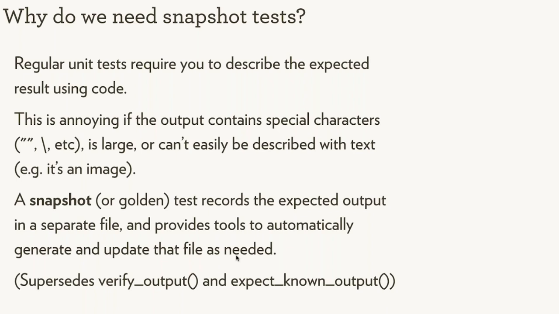But sometimes describing the expected output is just really annoying. Like if it contains a bunch of special characters like quotes or backslashes, you have to spend a bunch of time carefully escaping them. And then when something goes wrong, it's hard to see exactly what happened because you've got to unescape them in your head, and it's just a pain. Or maybe it's very large, like maybe you want to check an entire HTML page or multiple paragraphs of text as you expect. Or maybe it's not even something that you can easily describe with text.